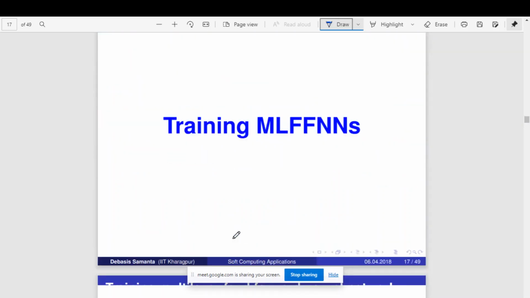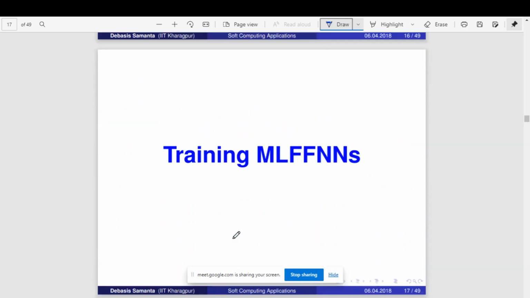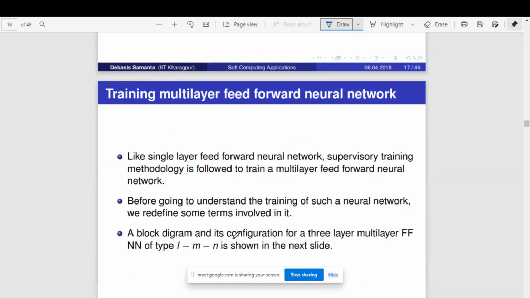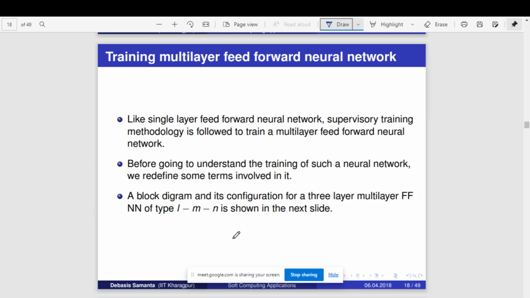Next we are going to discuss training in a multi-layer feed forward neural network. How does training happen in a multi-layer feed forward neural network? Here let us assume we have multiple layers. We have an input layer, a hidden layer which we call M, and an output layer. Let us call this N.